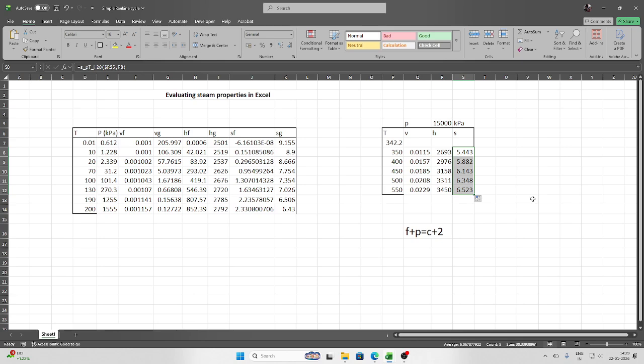Okay, so in this lecture, we stop at this point. In the next lecture, I'll show you how to model a Rankine cycle using Excel.